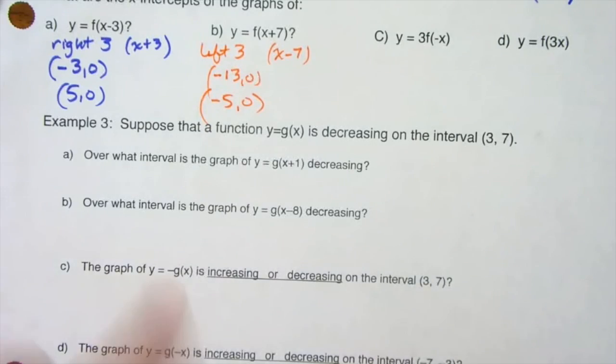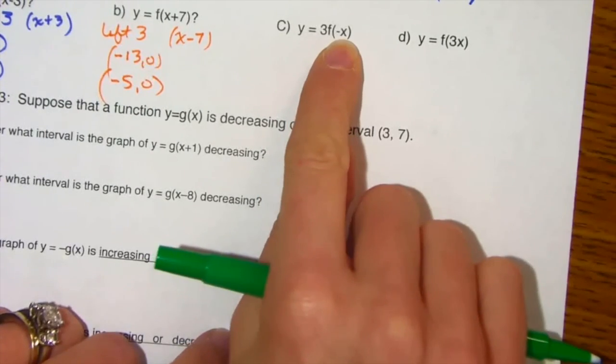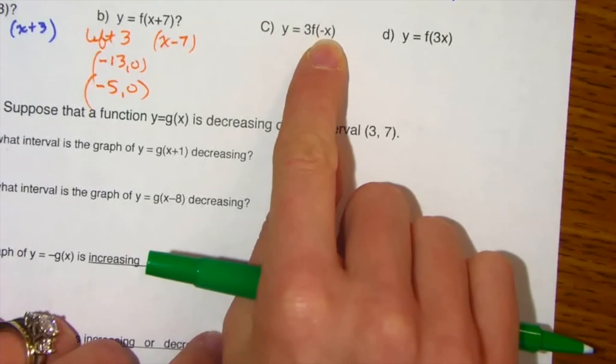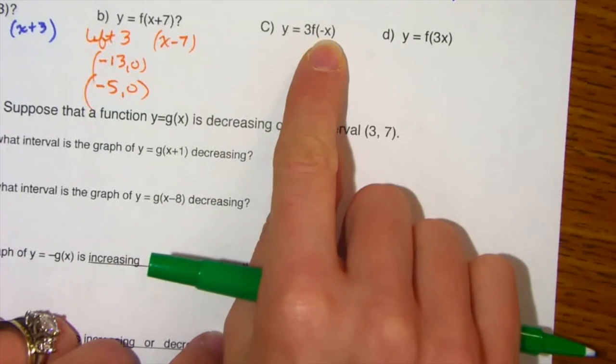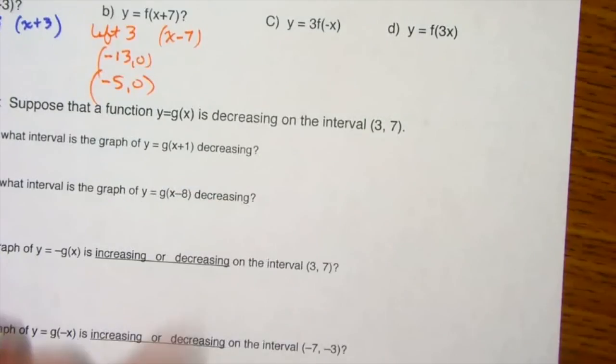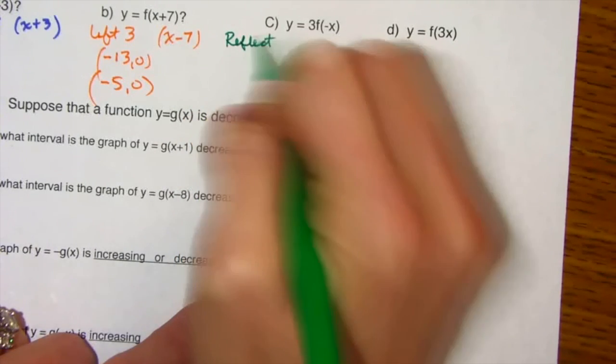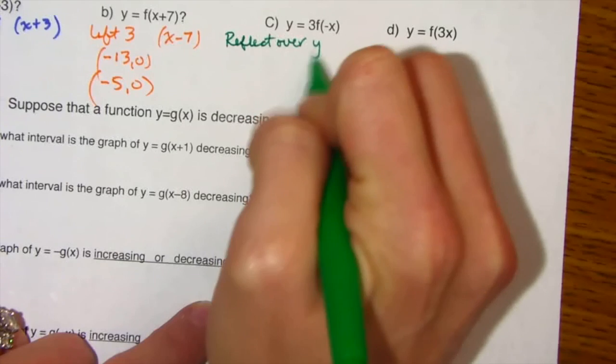There's a couple things happening in this next one. Okay. What is the negative doing here? It's going to be the opposite x, and then what does that do to your graph? Reflects over the y-axis. So reflection, so reflect over the y-axis.